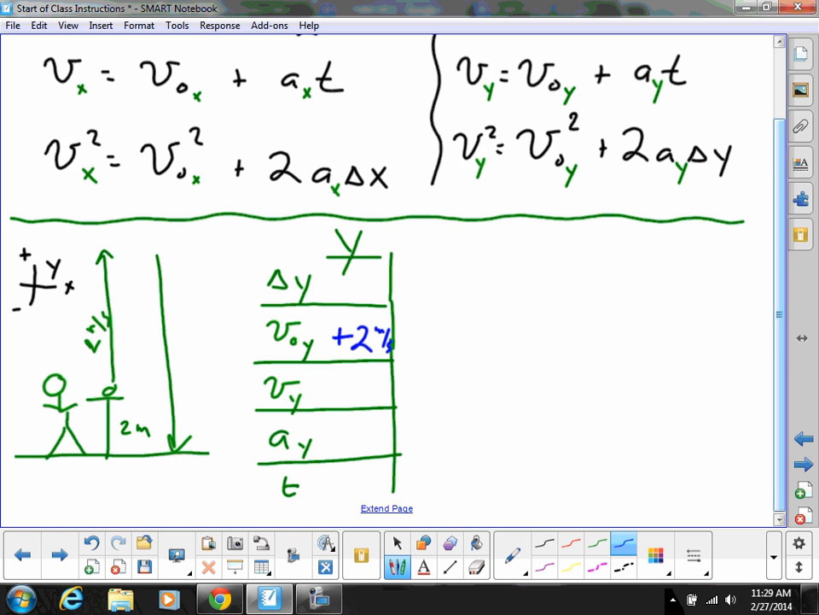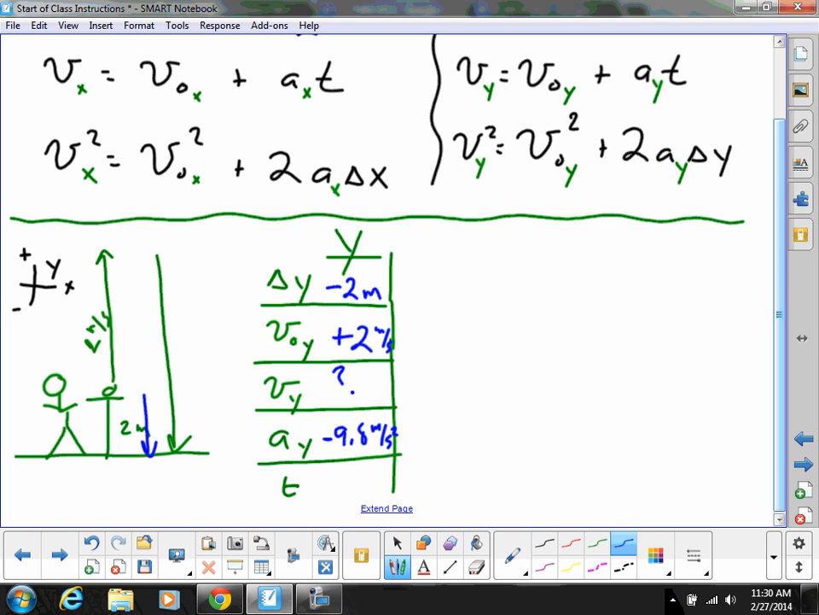The only acceleration that it's experiencing is acceleration by gravity, and that's 9.8 meters per second squared, but it's going to be negative. And then I also know the change in position. The ball starts 2 meters off the ground and goes up and then comes back down. So if we look at the before and after, it starts 2 meters off the ground, and at the end, it's going to be 2 meters lower than it was. And so the change in y is negative 2 m.